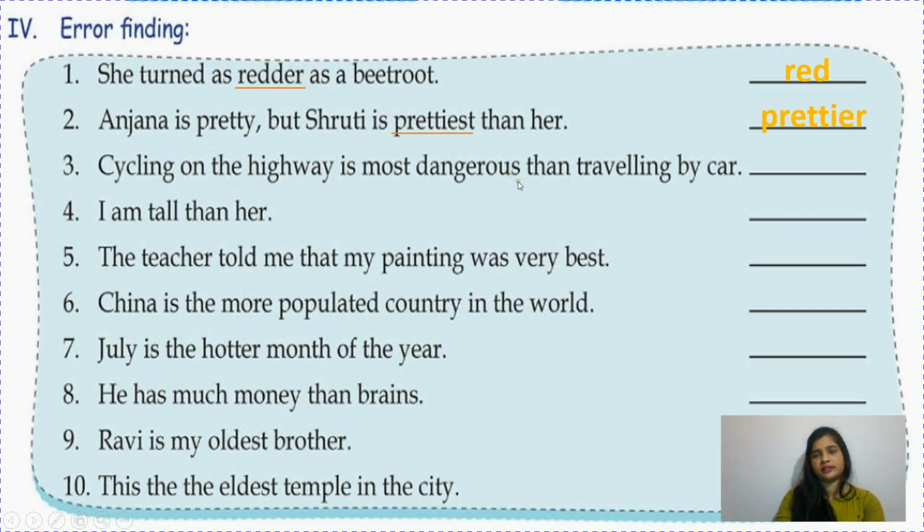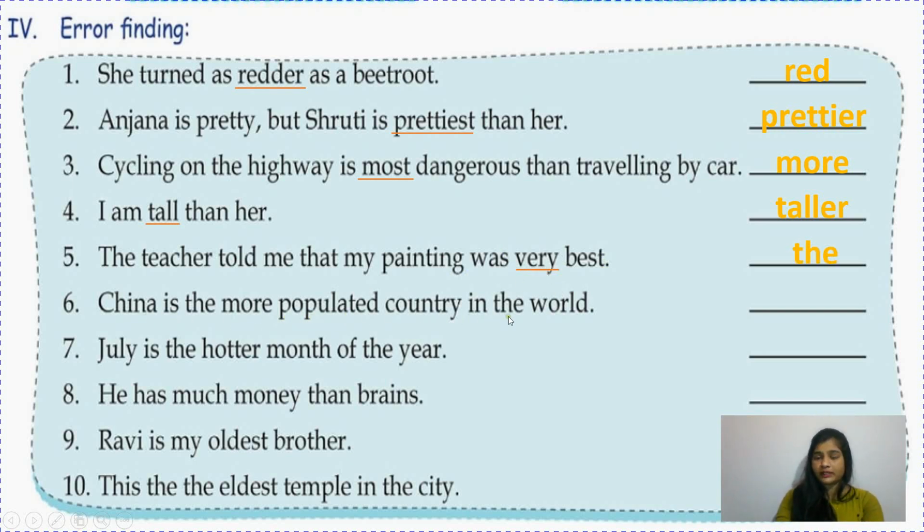Cycling on the highway is most dangerous in traveling by car. Children, again it is written then, and we are comparing two things, so it will be more dangerous. I am tall than her. Children, it is then, so we have to use comparative degree, so tall will become taller. The teacher told me that my painting was very best. Children, should we write very with superlative degree? No, I have told you that we always write the with superlative degree.